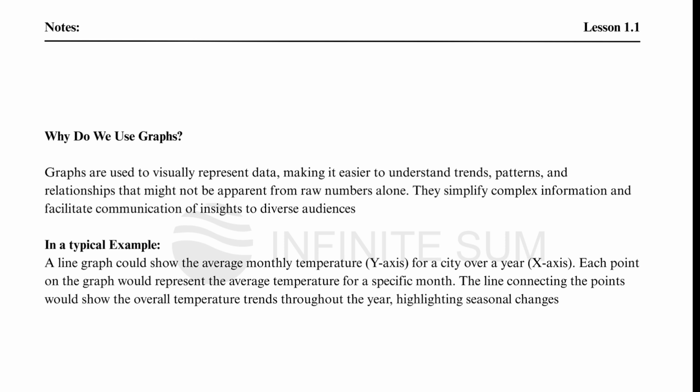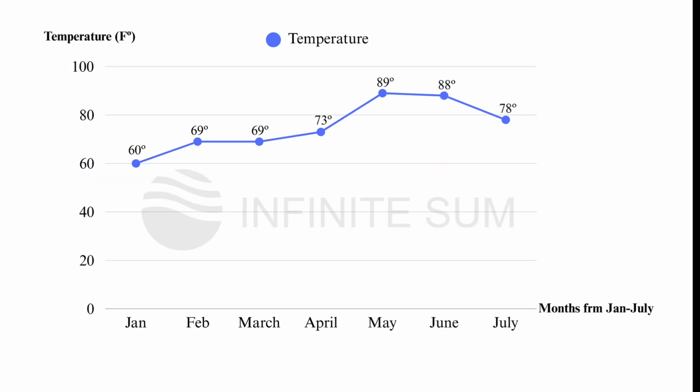In a typical example, a line graph could show the average monthly temperature, which is the y-axis, for a city over a year, which is the x-axis. Each point on the graph would represent the average temperature for a specific month. The line connecting the points will show the overall temperature trends throughout the year, highlighting seasonal changes. So this is one of the few examples as to why we use graphs.